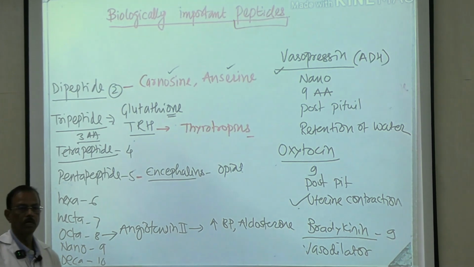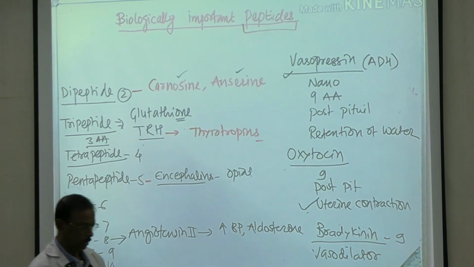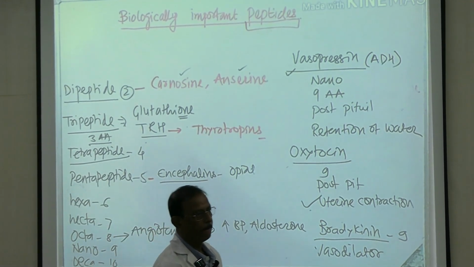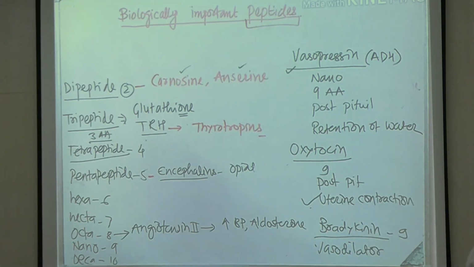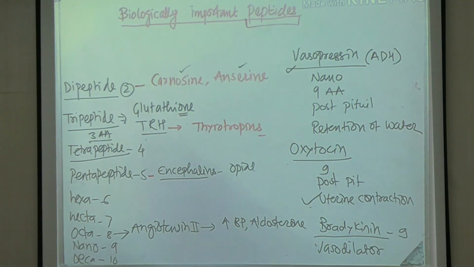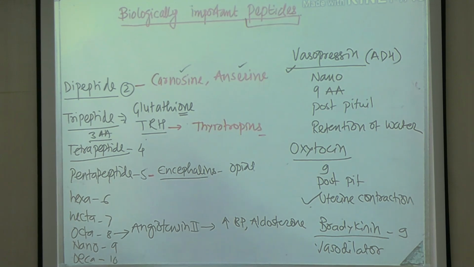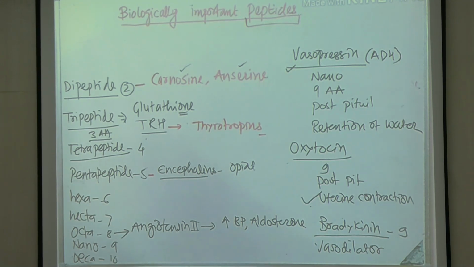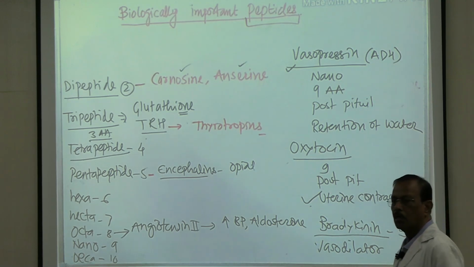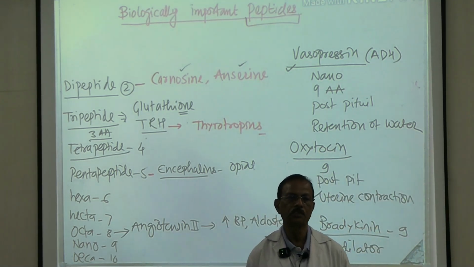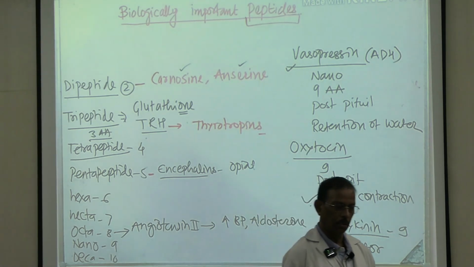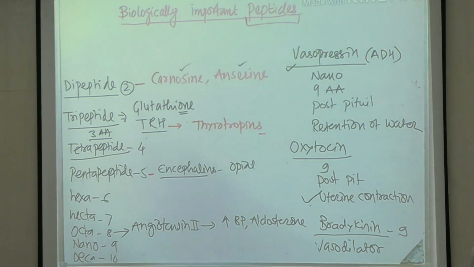So angiotensinogen is a 10 amino acid peptide. By renin, 2 amino acids are removed and it becomes angiotensin 1. Again by angiotensin converting enzyme, 2 amino acids are removed and it becomes angiotensin 2, and it is angiotensin 2 which is functional.